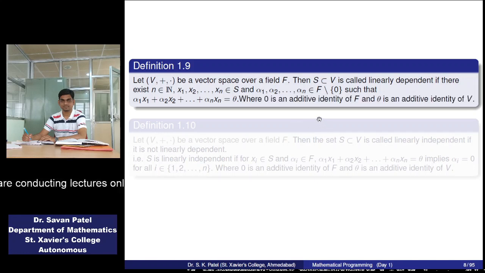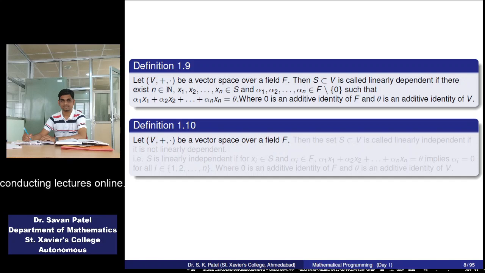Here, make sure that 0 is an additive identity of F, the field, and theta is an additive identity of vector space V. So a set is called linearly dependent if, using non-zero scalars, we can write the 0 element of V as a linear combination of vectors in your given set S.